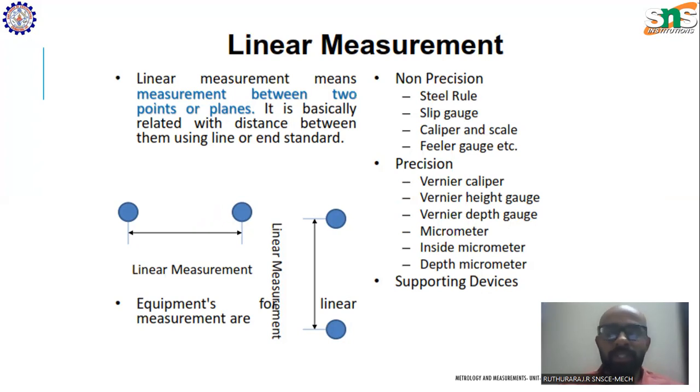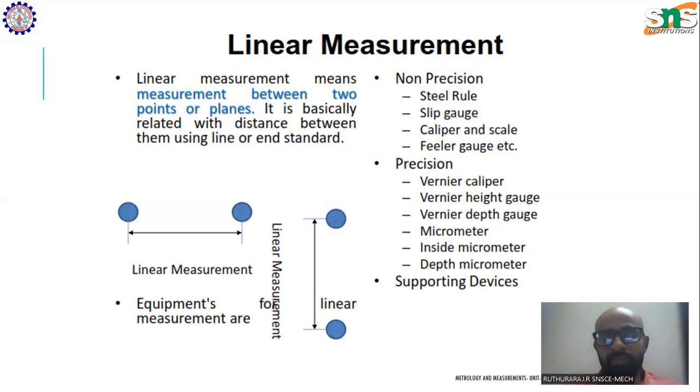So first of all, what is linear measurement? Linear measurement is the measurement of distance between 2 points on a plane. Nothing but measuring the distance between 2 points, or measurement of a line. Measuring the length of a straight line or any line is called linear measurement. Length measurement is called linear measurement.